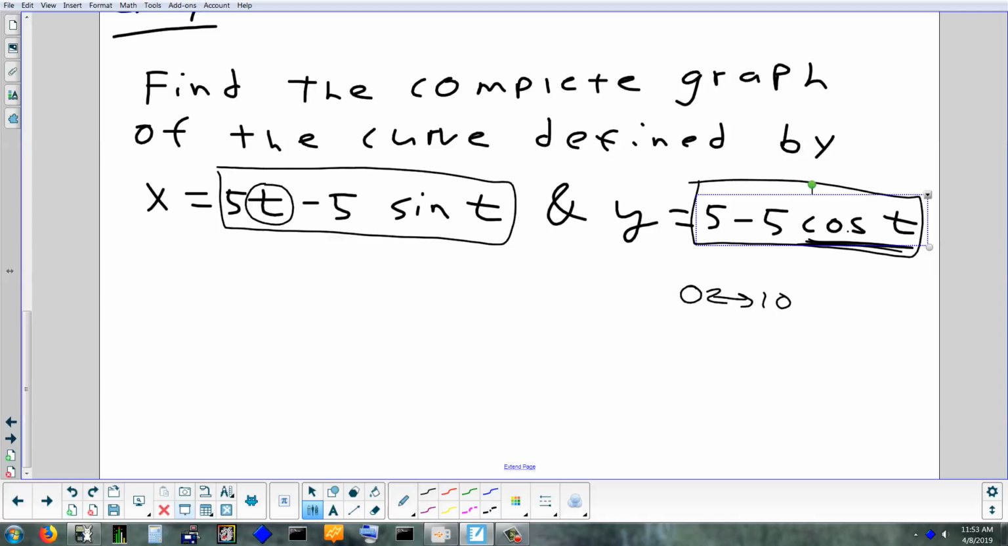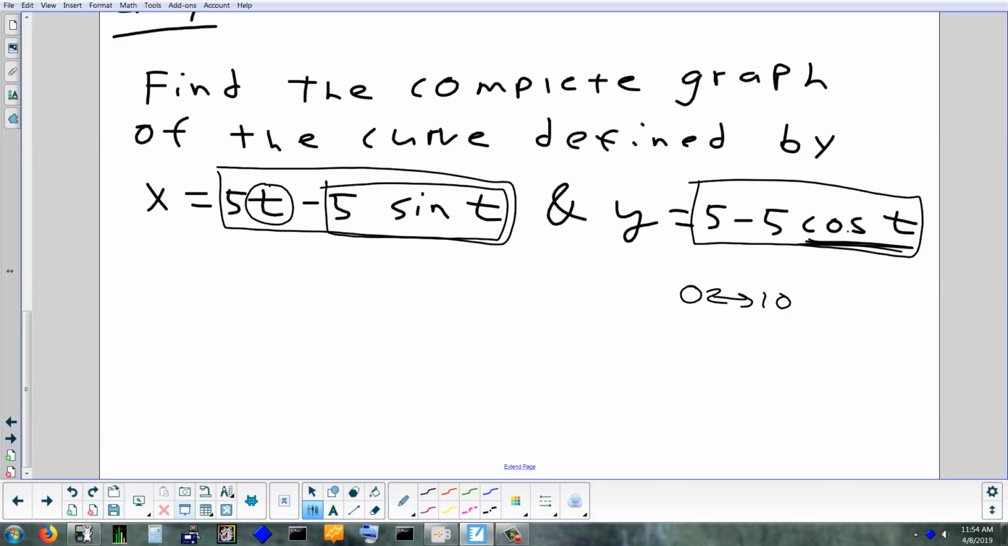Sine is always between 1 and negative 1. So this part right here is always between negative 5 and 5. Has to be. 5 times 1 is 5. 5 times negative 1 is negative 5. I just did both extremes. So now you're basically going to take 5t and subtract the number between negative 5 and 5.